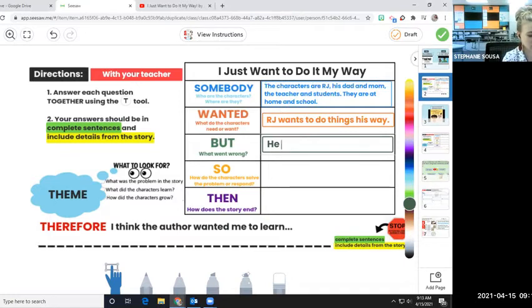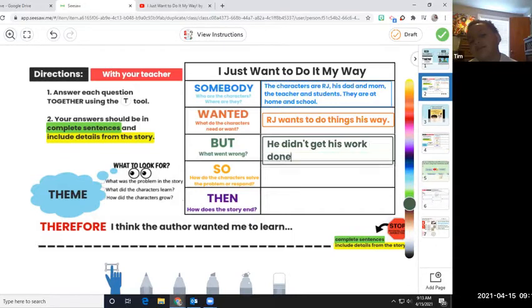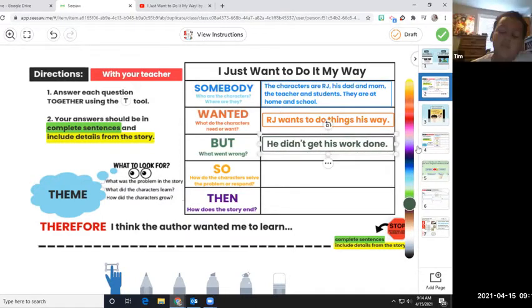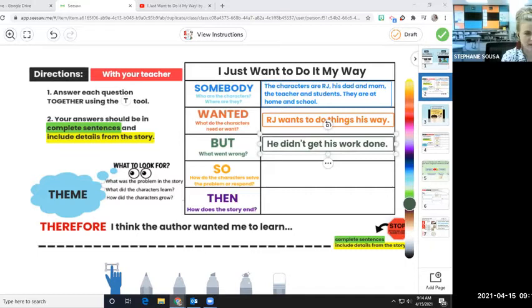So RJ wanted to do things his way, but he didn't get his work done. Okay, so he wasn't being responsible his way. His homework wasn't done. His projects weren't done. His desk wasn't clean when it was supposed to be. Okay, so he wasn't getting things done that he was supposed to get done.